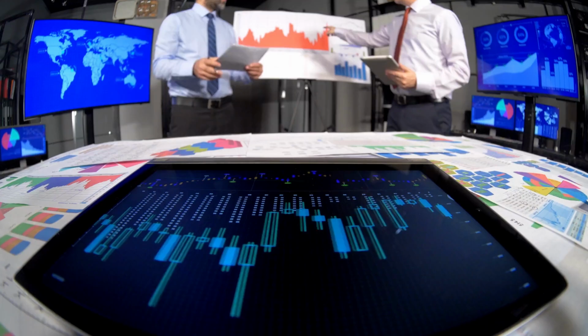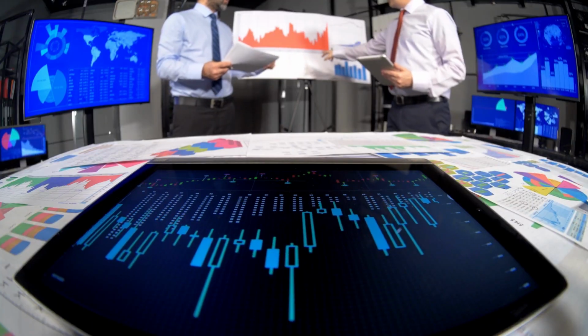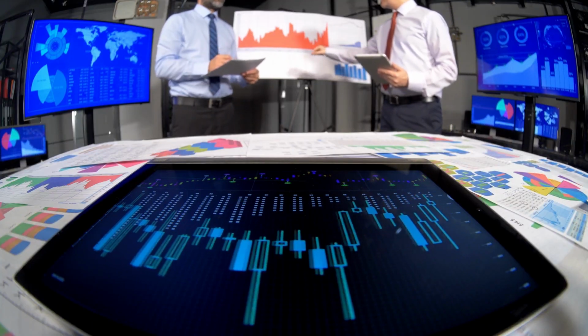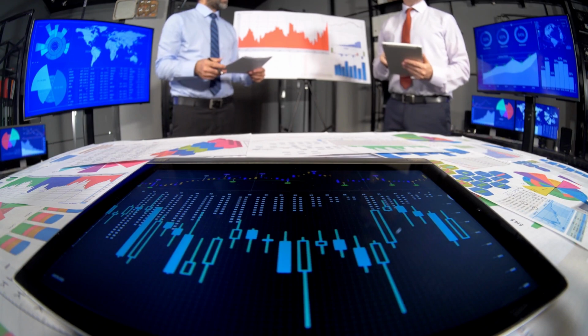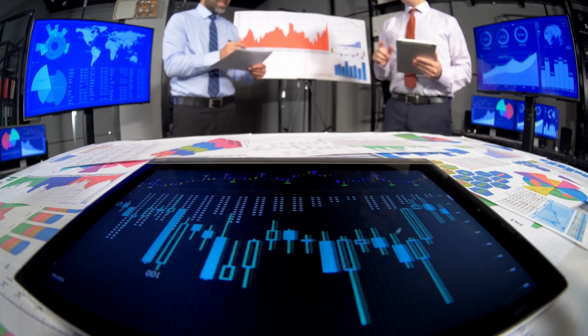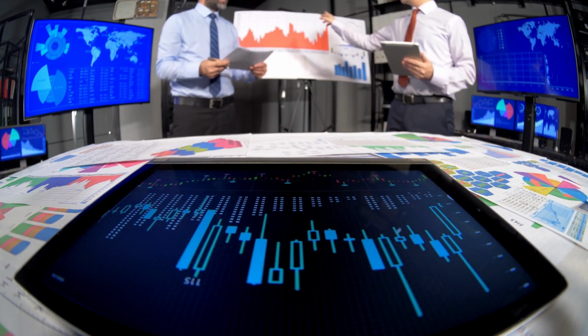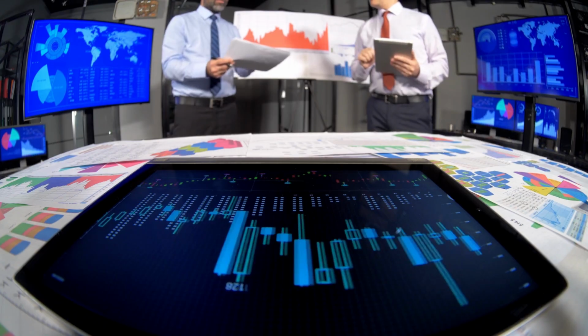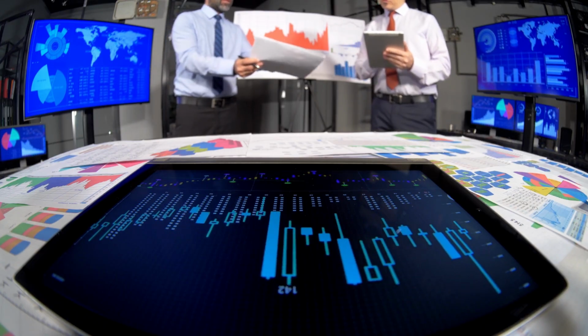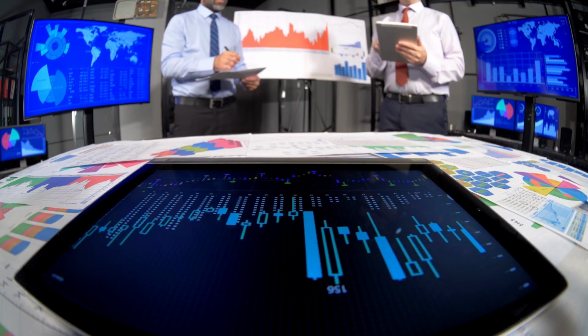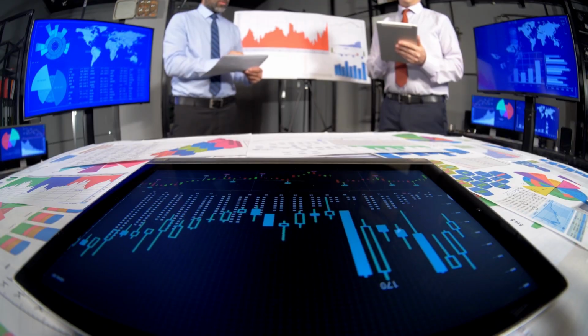Your position size must always be calculated based on your stop-loss distance and your fixed allowed risk per trade, not based on how confident you feel about the setup. Confidence never overrides mathematical risk control. Second rule, reduce position size significantly ahead of high-impact Eurozone or US economic data releases.